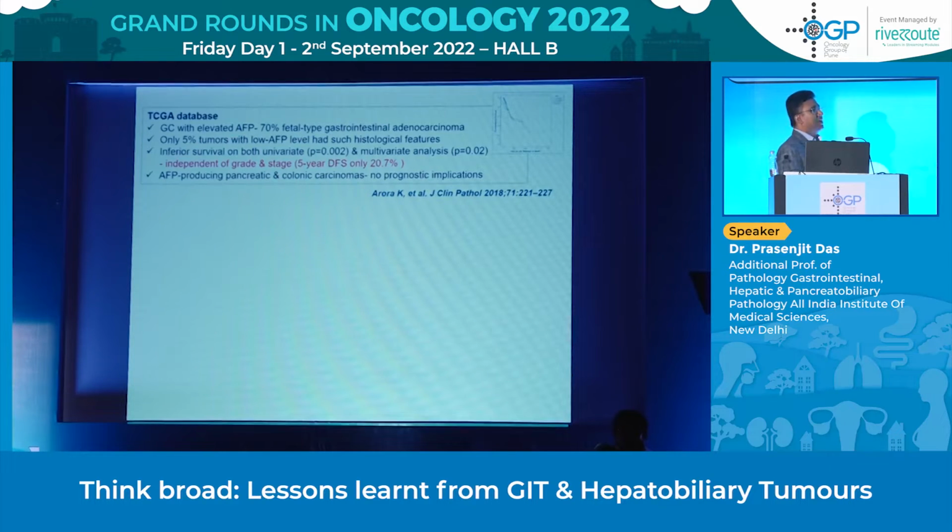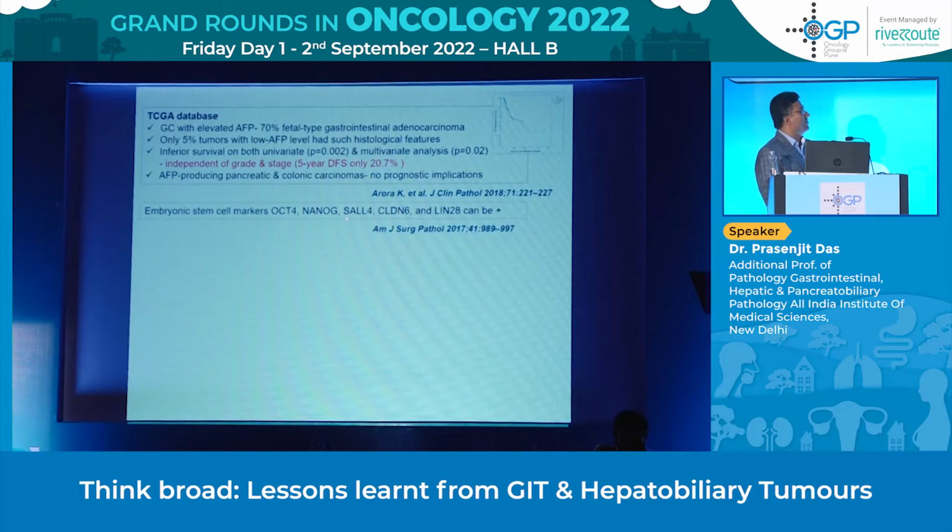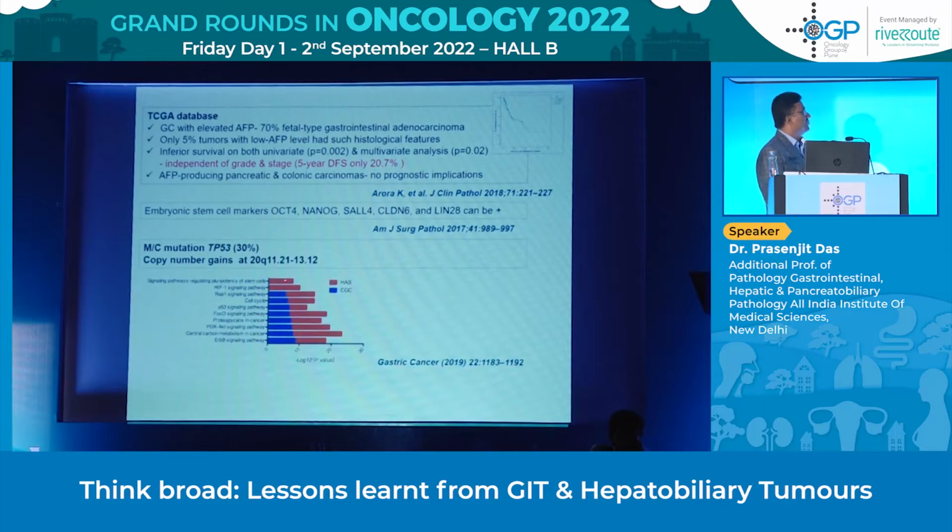And most importantly, why you should identify this: both univariate and multivariate analyses in previous studies, though the numbers are very small, show that the prognosis is very poor and 5-year disease-free survival is only 20%. Many other embryonic stem cell markers can be positive along with SALL4, like OCT4. And in most of these tumors you will see abnormality of the HIF pathway as well as abnormality of the pathways which regulate the embryonal stem cells.